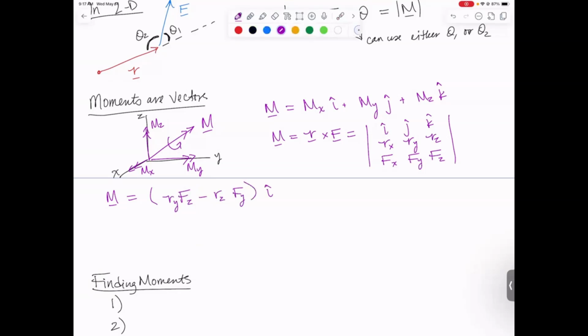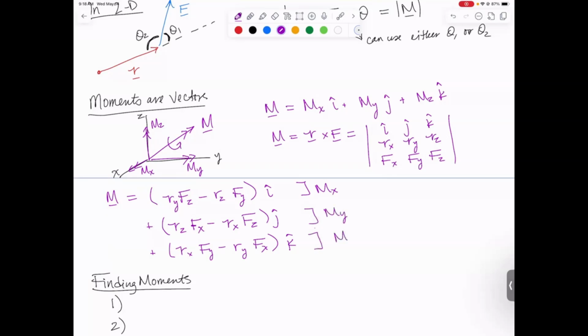The second one becomes RzFx minus RxFz j. And finally, RxFy minus RyFx k. So this first piece is your moment about the x-axis. The second piece is your moment about the y-axis. And this third piece, we call the moment about the z-axis. They really are just the components of that moment vector.